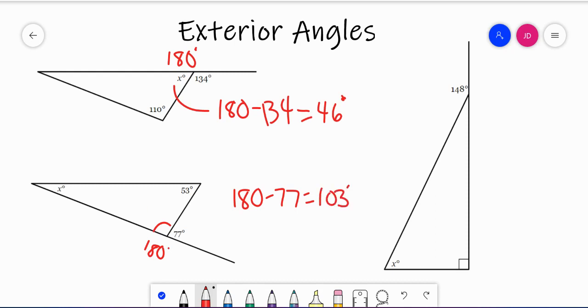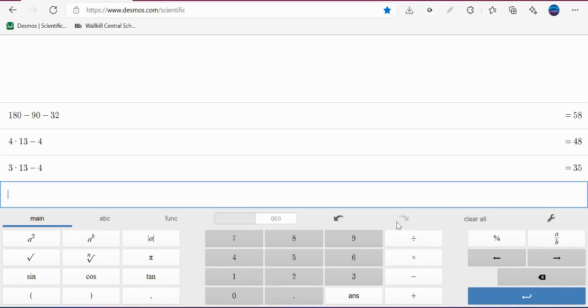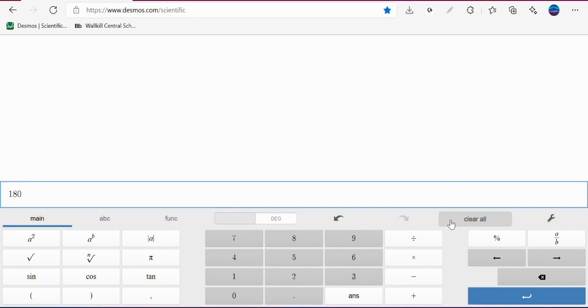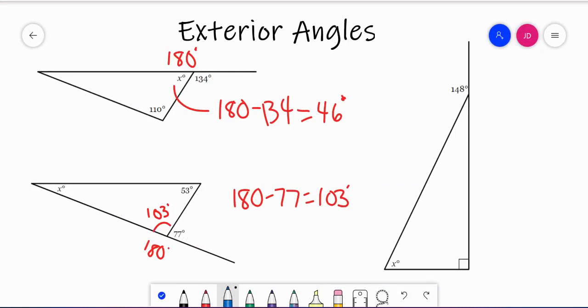Now I know this is 103 degrees. Knowing that fact, I have two angles inside of a triangle, and a triangle is 180 degrees. So to figure out what this is, I do 180 minus 103 minus 53, which is 24. So this angle right here is 24 degrees.